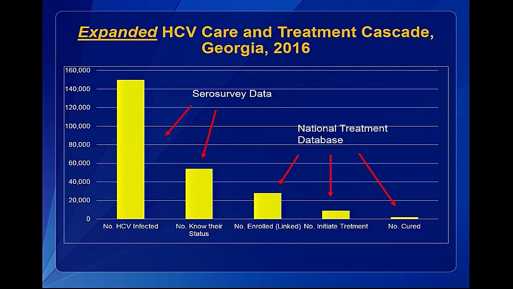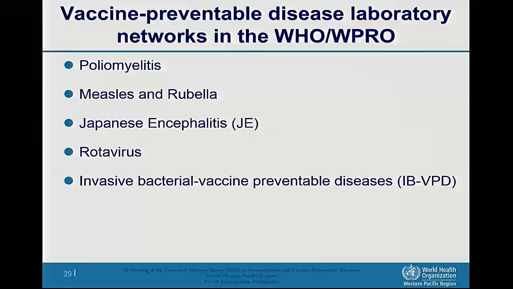From the serosurvey data, we know how many were infected and how many know their status, because we ask those questions. And from their national treatment database, we know how many enrolled and actually got cured. So again, laboratory data is critical for all of this, of course.